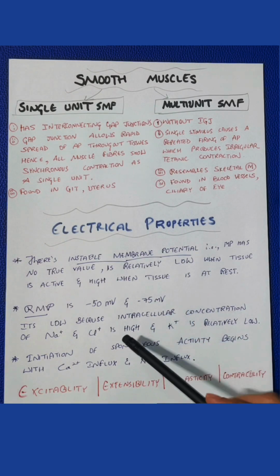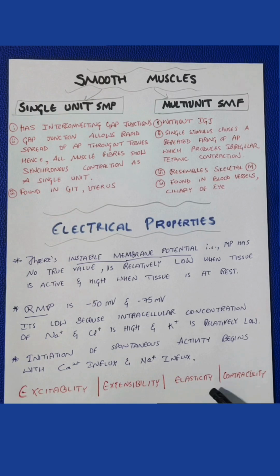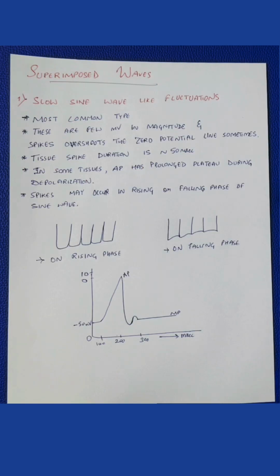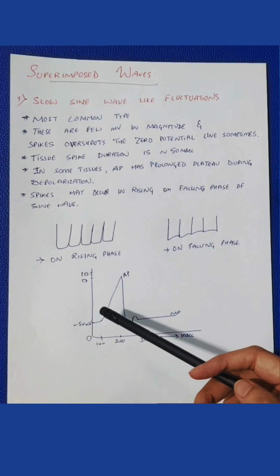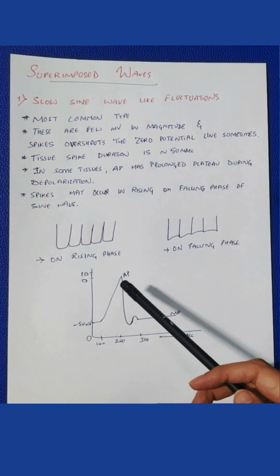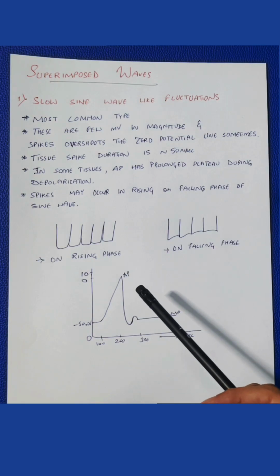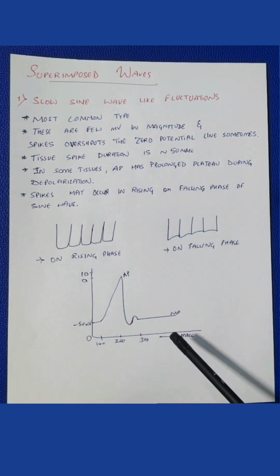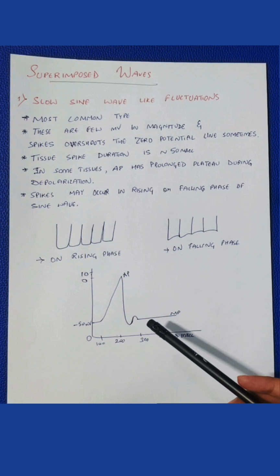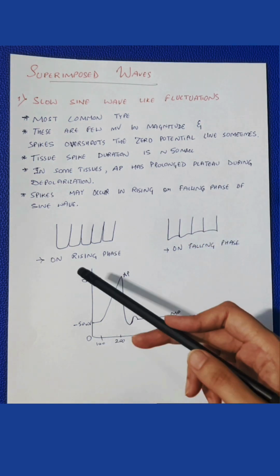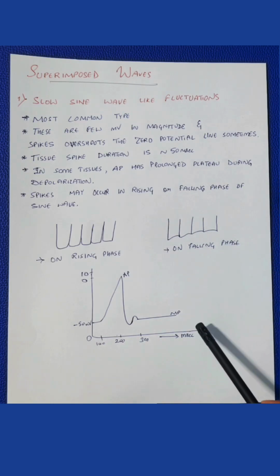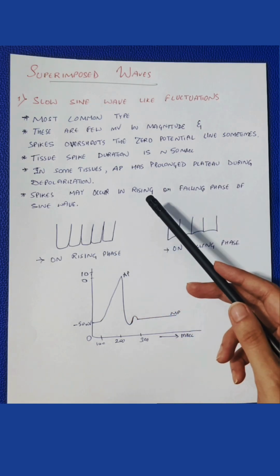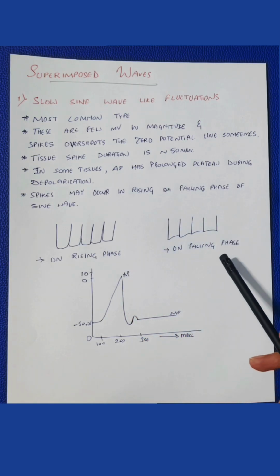The properties are excitability, extensibility, elasticity, and contractility. There are superimposed waves starting with slow sine wave-like fluctuations, which is the most common type, and these are a few millivolts in magnitude, and its spikes sometimes overshoot the zero potential line. The spike duration is approximately 50 milliseconds. And in some tissues, the action potential has a prolonged plateau during the depolarization. Now the spikes may occur in the rising or the falling phase of the sine wave.